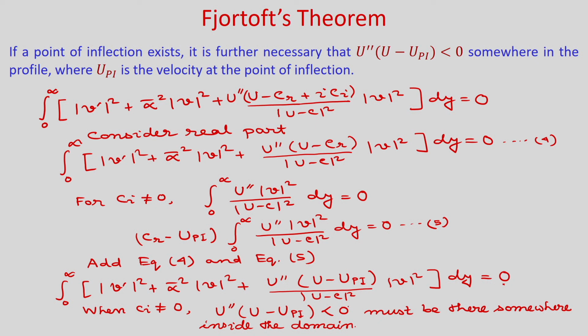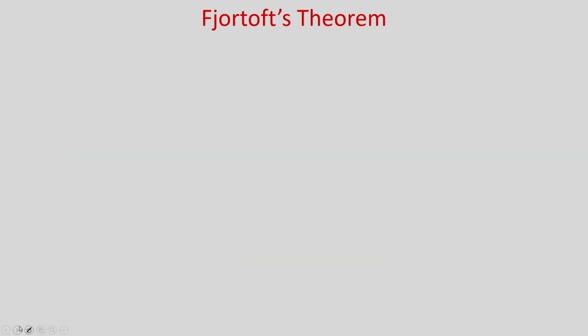So, you can see that this is another necessary condition, okay, for C I not equal to 0. Just having an inflection point inside the boundary layer is not enough. So, you can see that u double prime should change its sign, okay, inside the boundary layer. So, that means we should have some inflection point, and along with that we should have u double prime into u minus UPI less than 0. So, let us demonstrate this in a boundary layer flow.